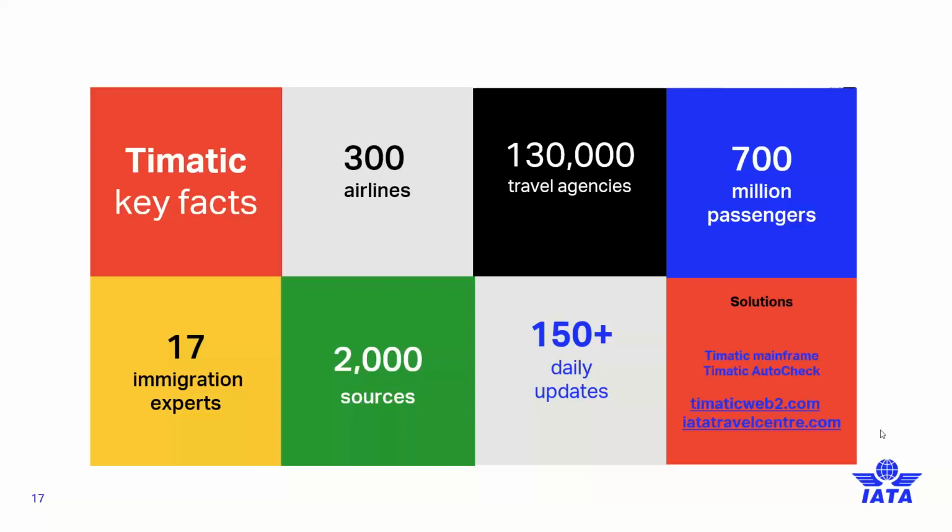Now, once we obtain the necessary information on travel requirements, we provide it to airlines and the general public through different solutions. It would take far too long to walk you through all of them. But what's important to mention is that the IATA Travel Center, for instance, is accessed monthly by millions of passengers who are looking for the most up-to-date information.